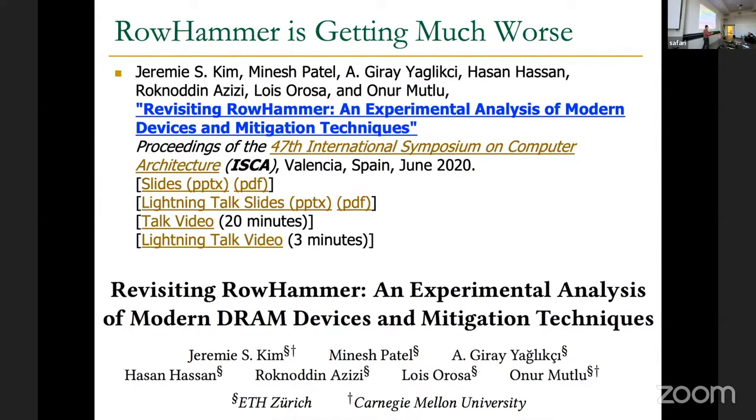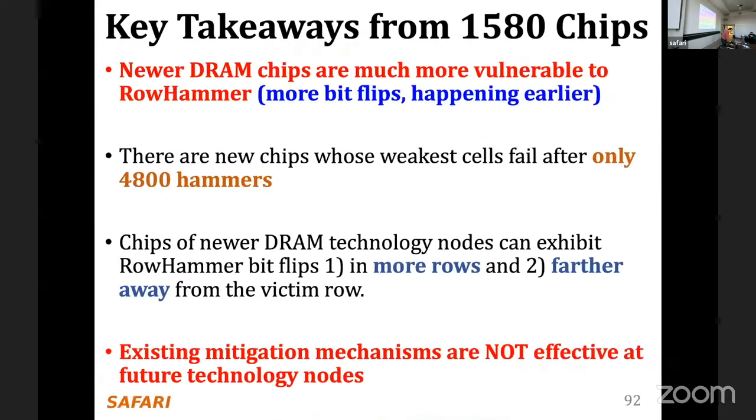Where are we heading in RowHammer? If you get rid of all of the RowHammer solutions that are introduced, assuming they work or they don't work, we don't care. Let's get rid of them. Let's disable them in the chips and let's test the chips. You're going to present this paper, so I don't want to present it in detail. But basically, the takeaway from this work is that it's getting much worse, and the problem is not easily solvable.